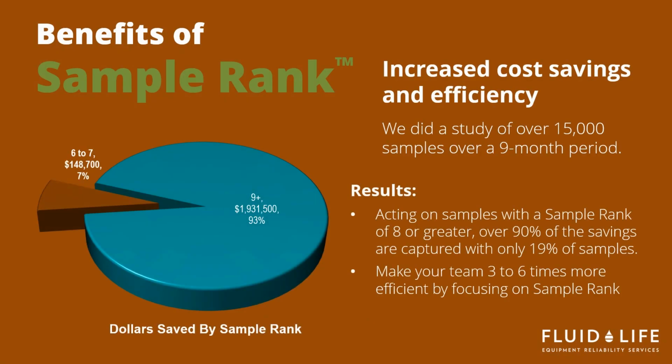Additionally, increased cost savings and efficiency can come by using sample rank. We did a study of over 15,000 samples over a 9-month period, and what we found was that if you act on samples with a sample rank of 8 or greater, over 90% of the savings are captured with only 19% of the samples. This can make your team 3 to 6 times more efficient by focusing on the highest sample rank samples.